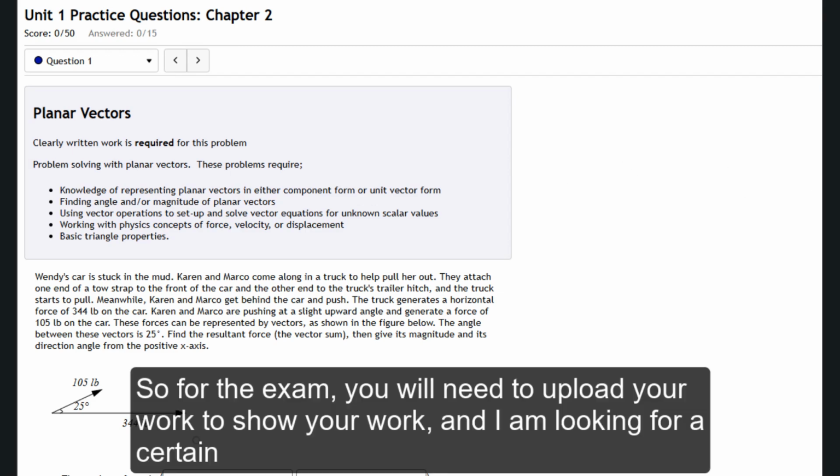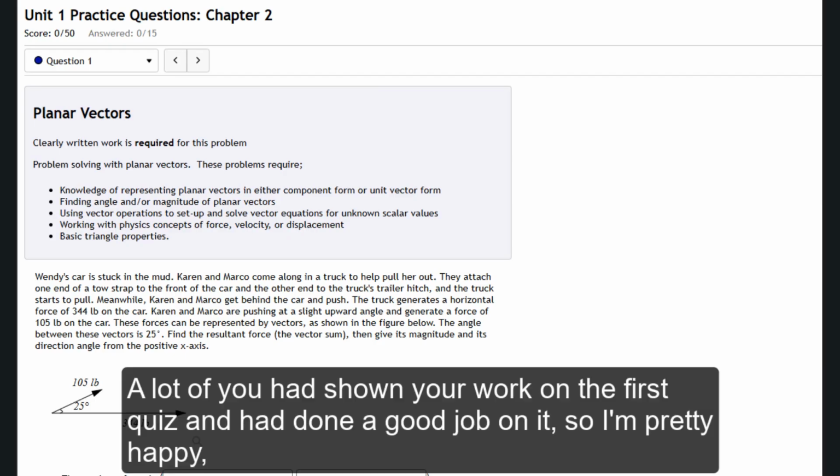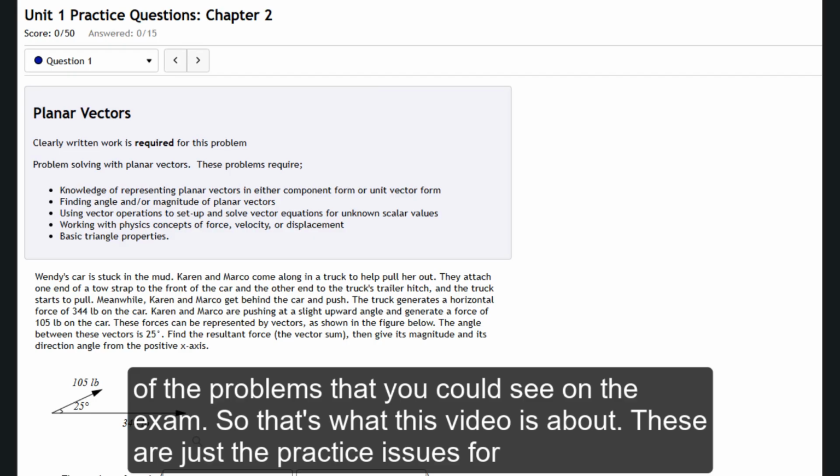So for the exam, you will need to upload your work to show your work. And I am looking for a certain style or quality to be able to grade it efficiently and for you to learn how to communicate mathematically. A lot of you had shown your work on the first quiz and had done a good job on it, so I'm pretty happy. But I still want to give you some examples of what work I'm looking for, on some of the problems that you could see on the exam. So that's what this video is about.